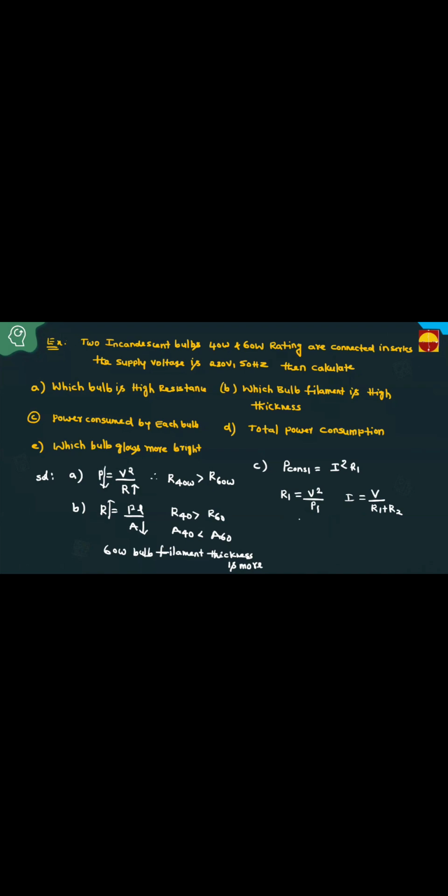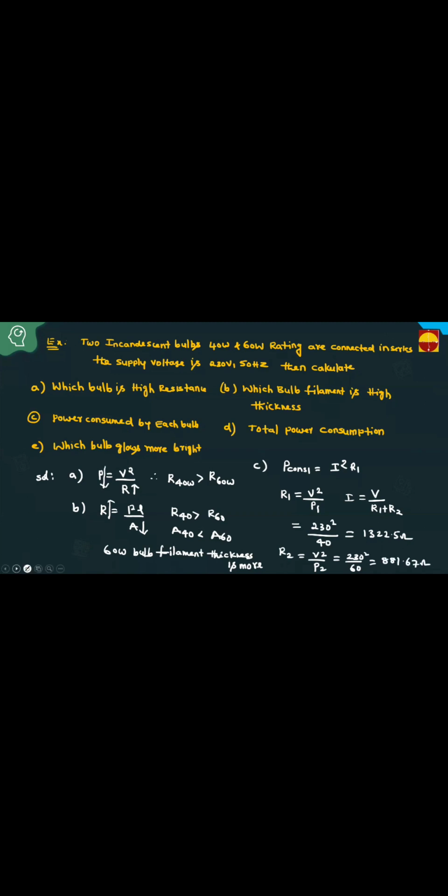To first calculate R1: V square means 230 square by P1. P1 is 40. That is 230 square by 40, approximately equal to 1322.5 ohms. What is R2 equal to? V square by P2, that is 230 square by 60, approximately 881.67 ohms we get.